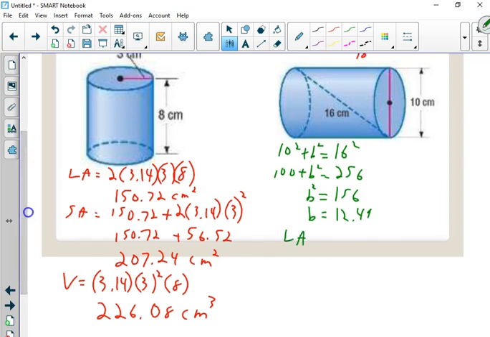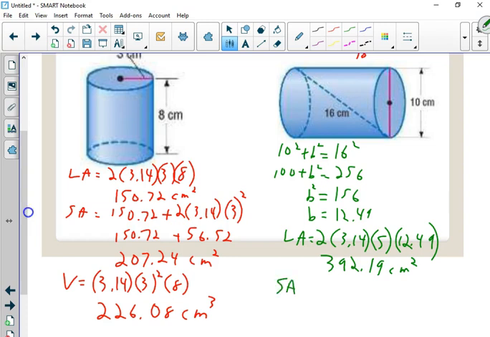So the lateral area is 2 times pi times r, which is 5. Remember, it's 5 times h, which is 12.49. So 2 times 5 is 10, times 12.49 just moves the decimal, so that's 124.9 times 3.14. So the lateral area is 392.19. And that's centimeters squared.